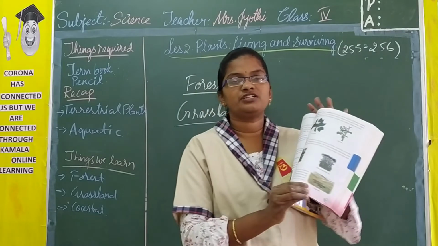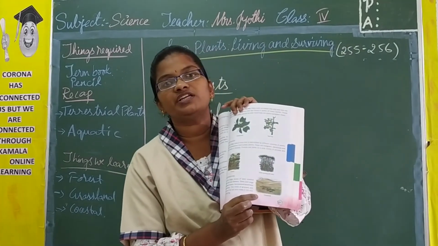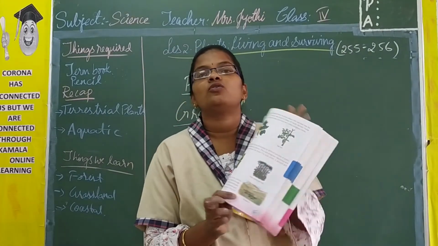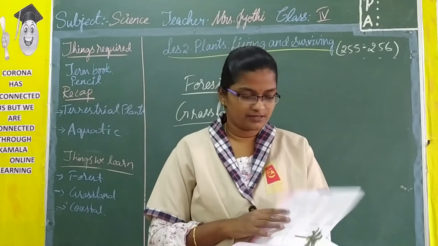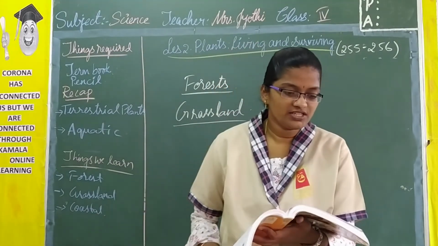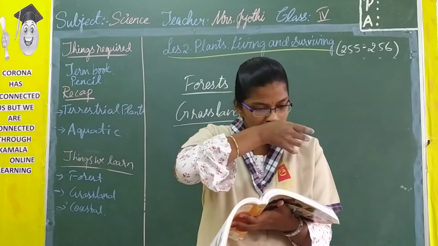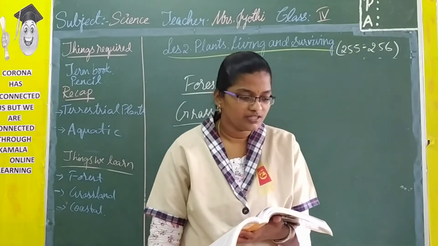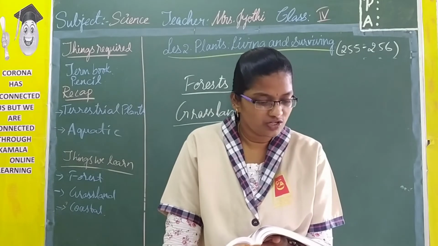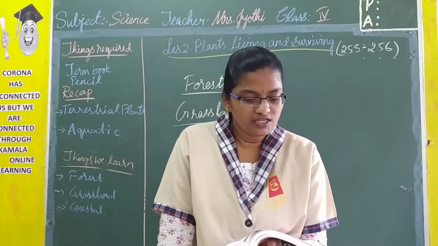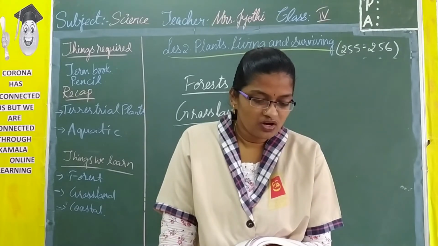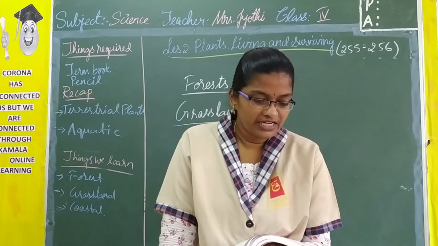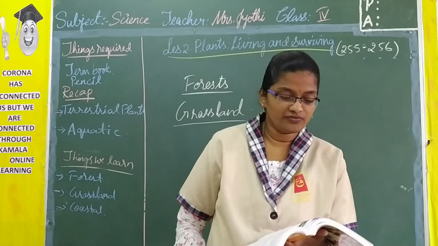So here is a picture. You cannot see any tree over here or any small plant. Only the land is completely covered with grass. Grasslands do not receive much rainfall, so there are not many tall trees or bushes. However, small trees are scattered throughout the grasslands. All grasslands are home to a variety of wild animals.